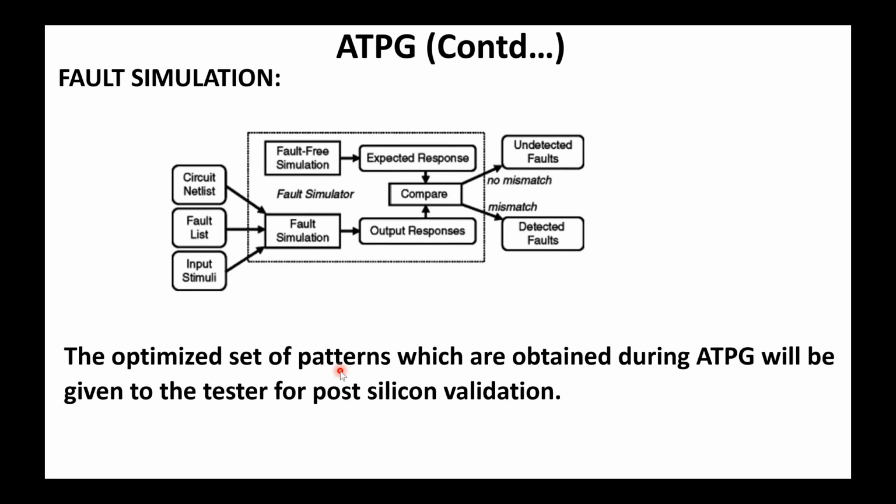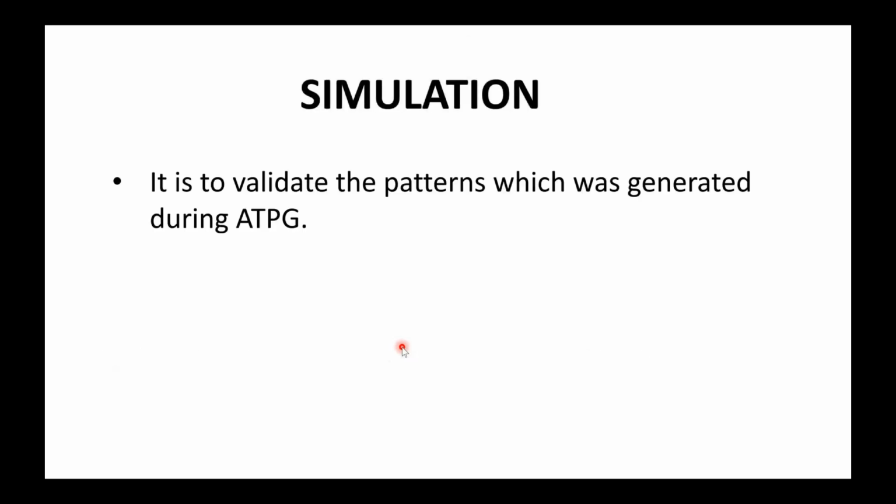Okay, so instead of keeping all the possible combinations of patterns, only the patterns which will detect the faults are placed in the final pattern list. So that is why it is said that we will be able to generate an optimized set of patterns during ATPG, and only these patterns are given to the tester to test the chip after manufacturing. Next is simulation. To validate the patterns which were generated during ATPG, we go for simulation. Why we need to validate the patterns will be discussed as a part of our course.